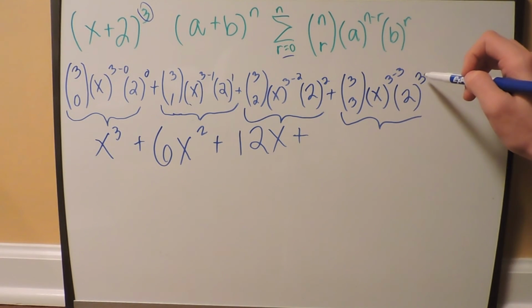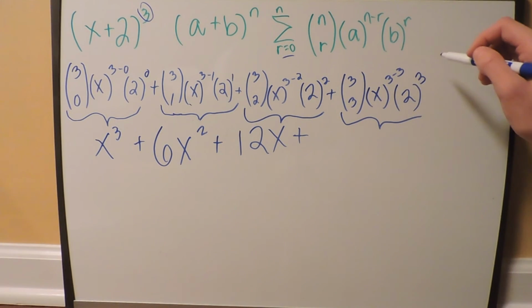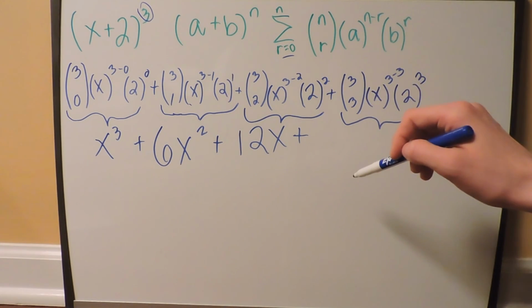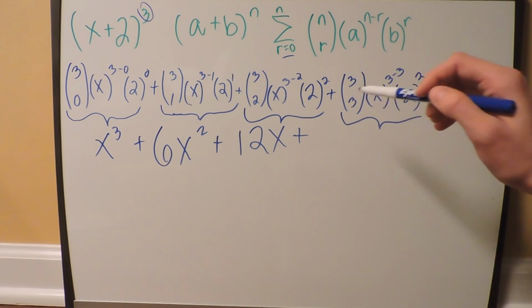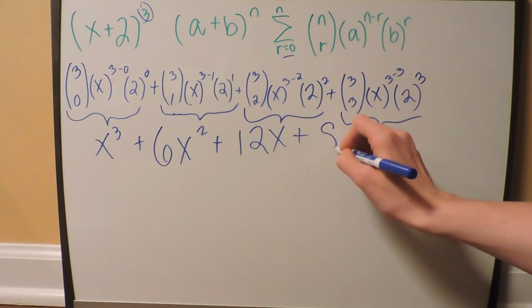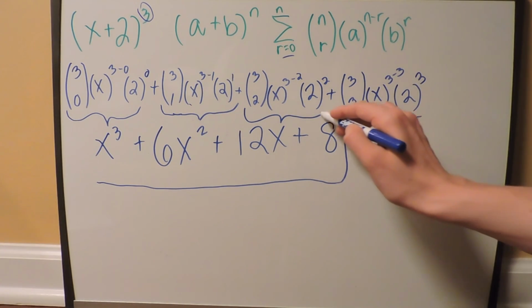2 to the third power is going to be 2 times 2 times 2. So what's 2 times 2? 4, right? What's 4 times 2? Right, 8. And there you have it. That would be your answer.